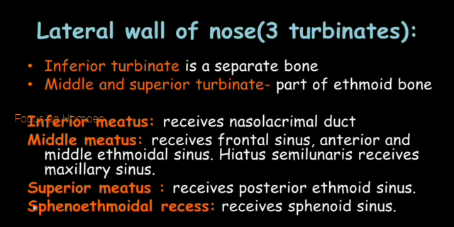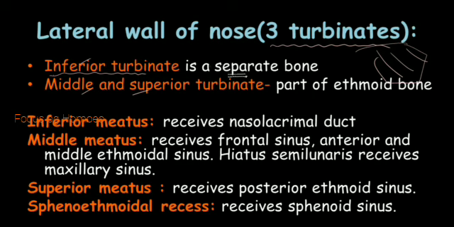Then comes the lateral wall of the nose. There are a lot of MCQ points for discussion. First, in the lateral wall of the nose, we have three turbinates: superior turbinate, middle turbinate and inferior turbinate. The point to remember is that the inferior turbinate is a separate bone. Middle turbinate and superior turbinate are part of the ethmoid bone. This is more important, you should remember.